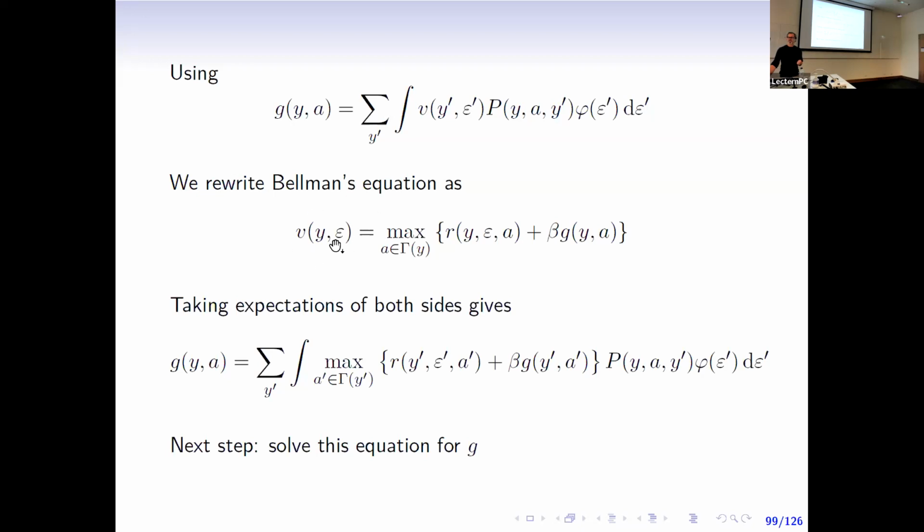If I take expectations of this, I get G. That's going to become G. But if I take expectations of this side, I need to take expectations of the other side as well. So that leads me to the last equation. And this is a functional equation where G is unknown. Now I can think about solving this type of equation for G.